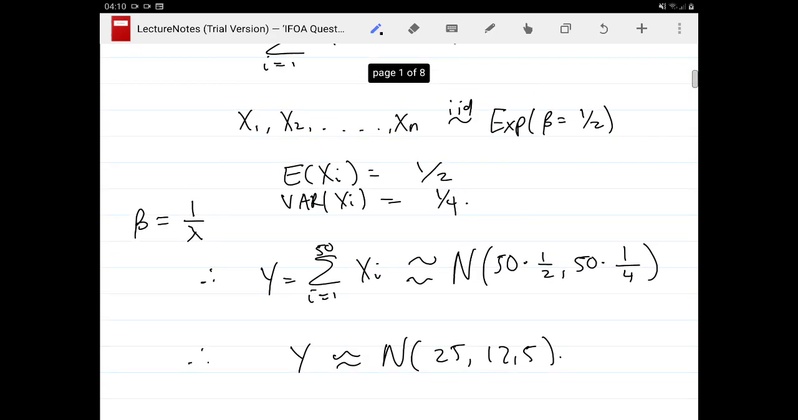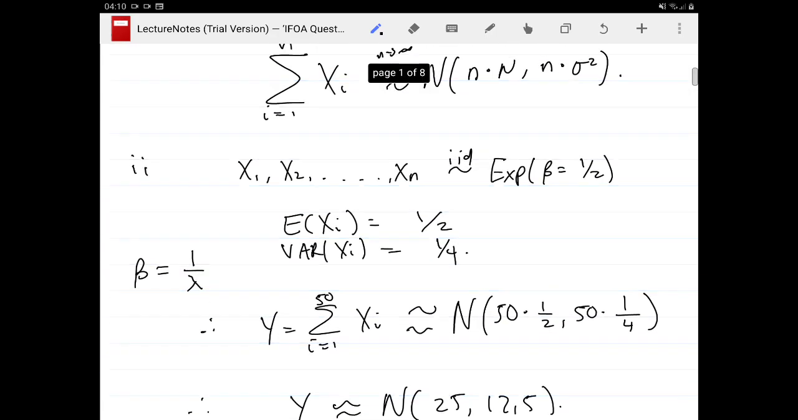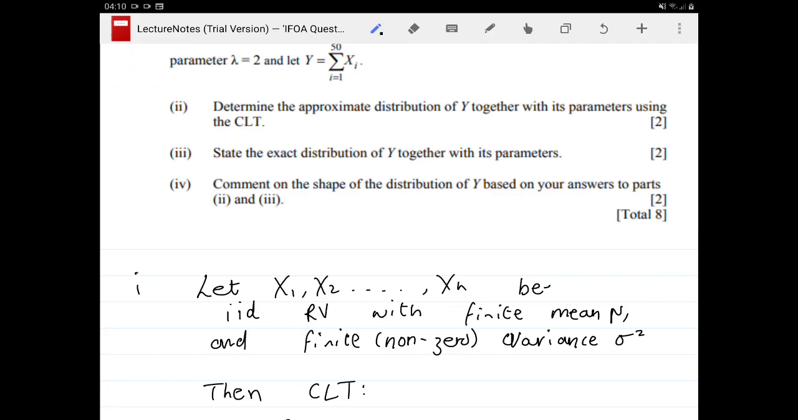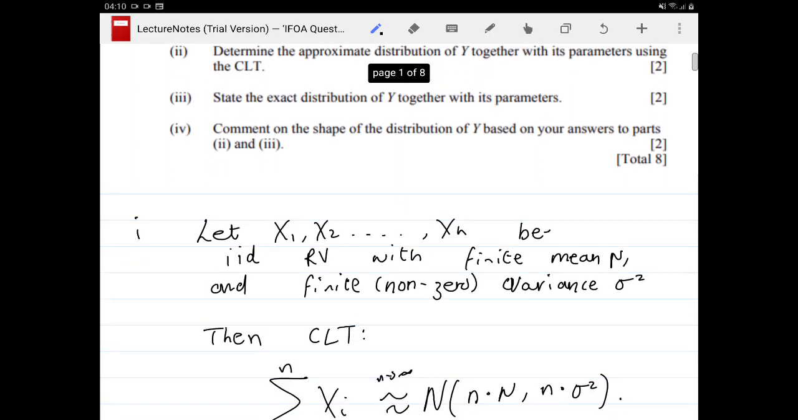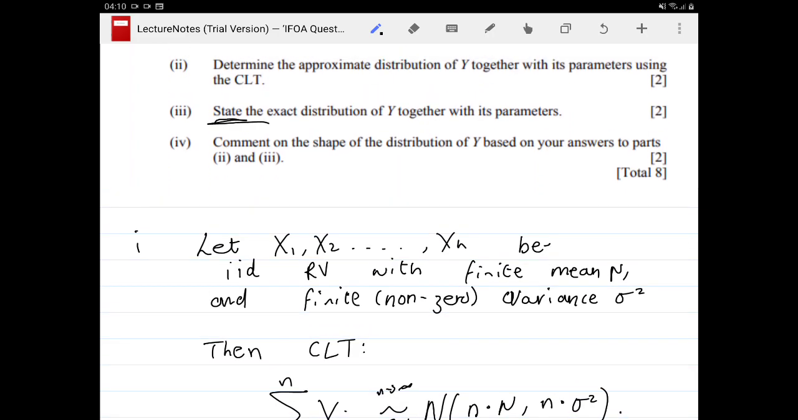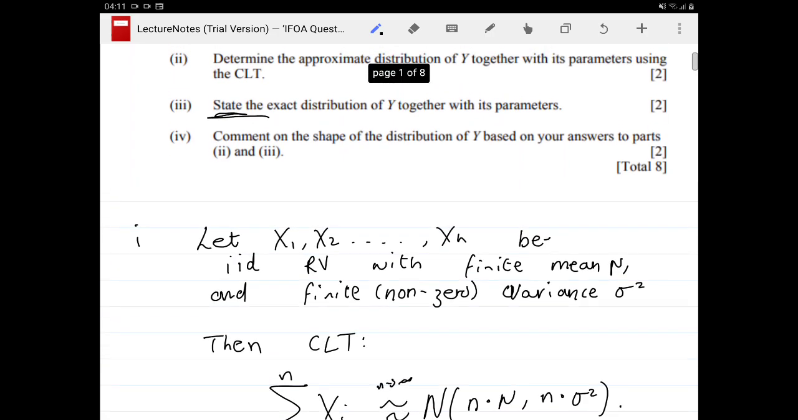Okay, so that's question 2. This was question 1. Now they want to state the exact distribution of Y together with its parameters. They say state, they don't say prove, so you can use information you already know, or you can prove it yourself using MGFs if you don't know what it is. I do have a video where I go through this question where we actually prove it.